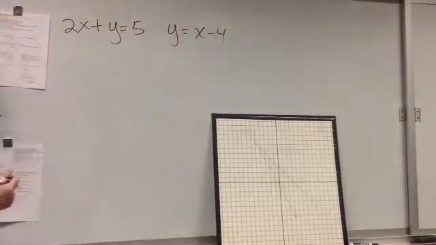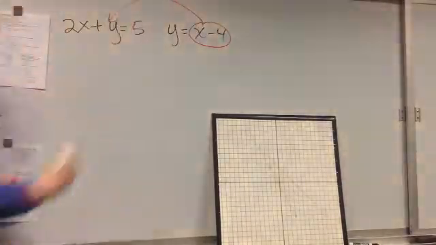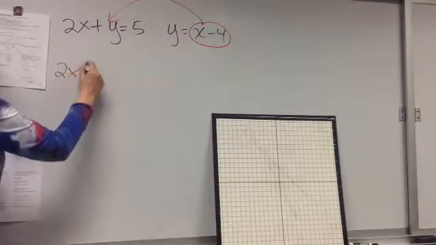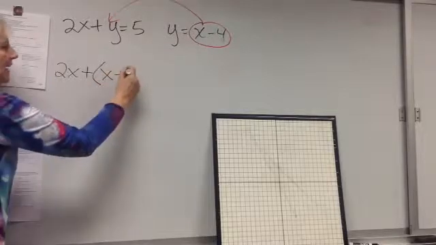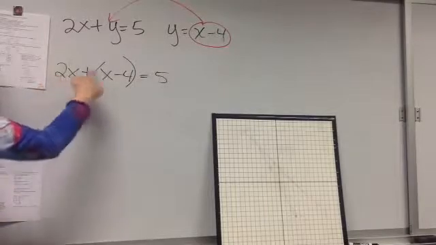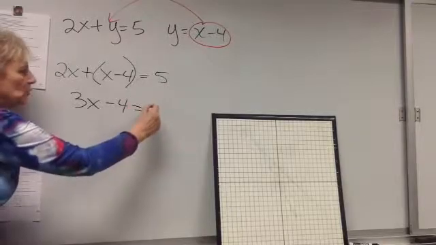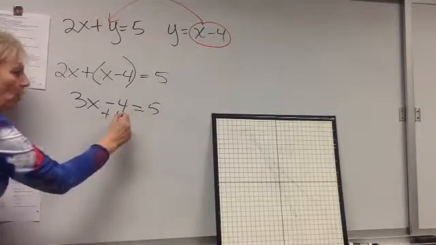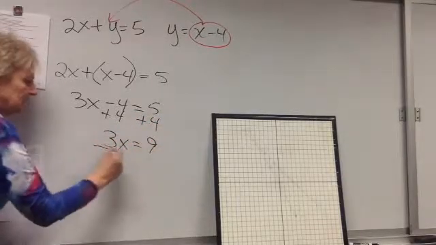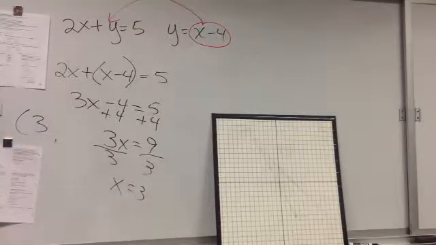You have y by itself. So take this y and put it in for y over here. You get 2x plus x minus 4 equals 5. 2x plus x, 3x minus 4 equals 5. Add 4, 3x is 9, divide by 3, x is 3. So our ordered pair is 3 something.